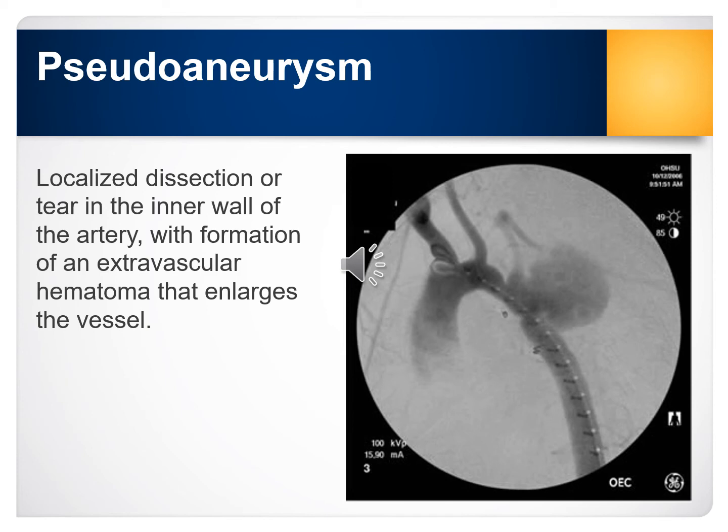A pseudoaneurysm is a local dissection or tear in the inner wall of the artery. You can see the image here of a pseudoaneurysm. So basically there will be an extravascular hematoma that will develop and the vessel will be enlarged.